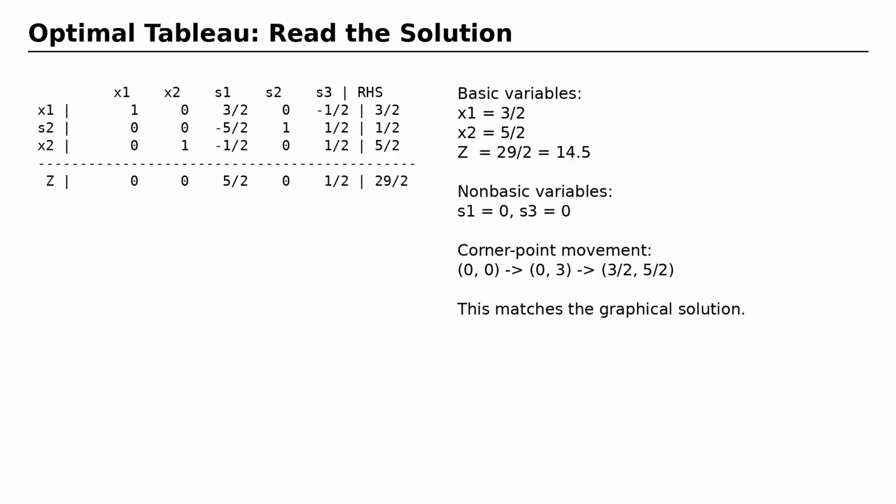Now we read the optimal solution from the final tableau. The basic variables are x1 and x2. So x1 equals 3/2 and x2 equals 5/2. The objective value is 29/2, which is 14.5. The simplex path moved from (0, 0) to (0, 3) to (3/2, 5/2). This matches the graphical solution exactly.